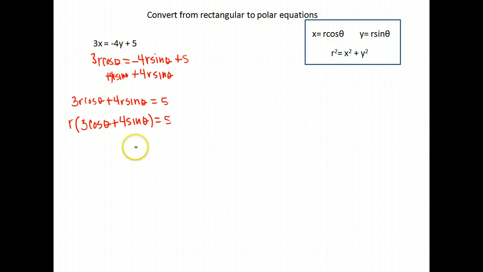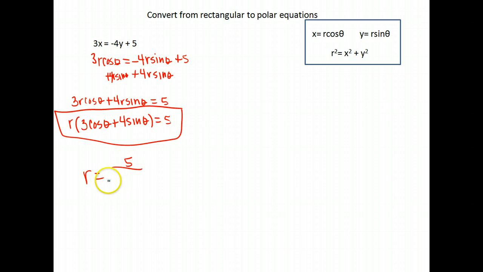You may go one step further on this one. Some people would go ahead and solve for r here. Divide both sides by 3 cosine theta plus 4 sine theta. I would accept the answer this way. I would also accept it if you went ahead and divided. Okay, so those are the two acceptable ways that I would take as your answer here.